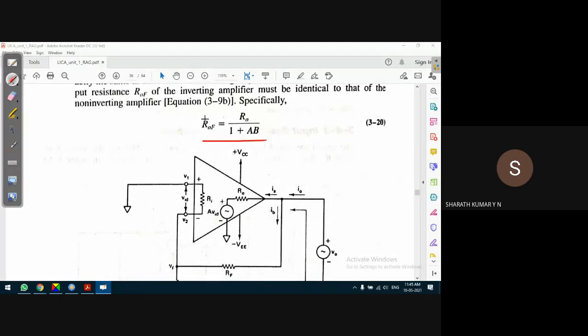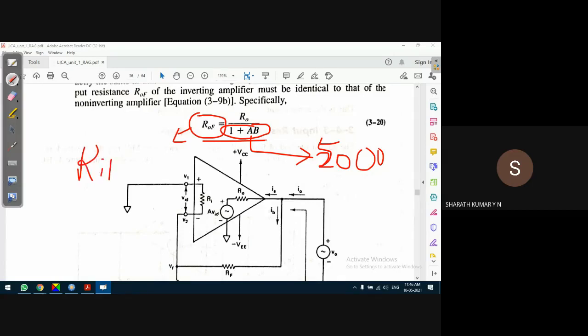What happens to this? Let us analyze it very carefully. This A is a very large quantity, even if you take 50,000 as a minimum, so the denominator becomes very large. What happens to the output resistance? It should be very small. Ideally, what we want is RIF should be infinite ohms and ROF should be ideally zero ohms. But practically, we can't achieve this. Infinite ohms means the resistance of an insulator, not possible. Zero is the resistance of a pure conductor, not possible.